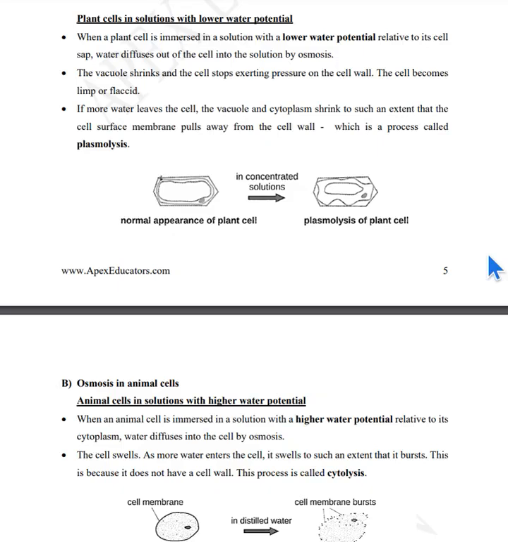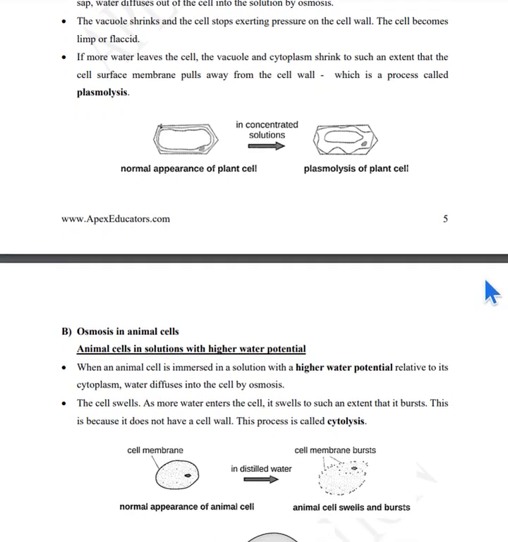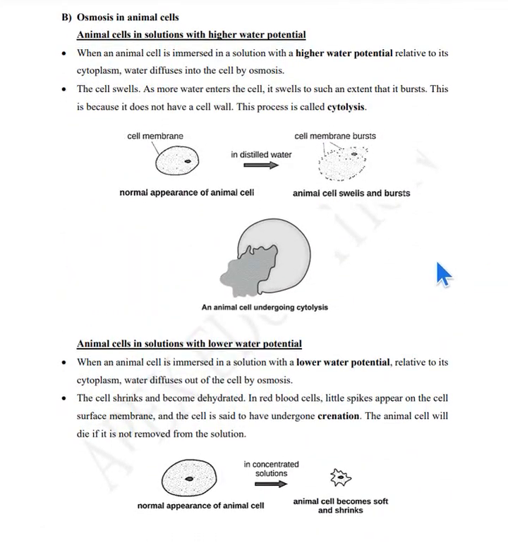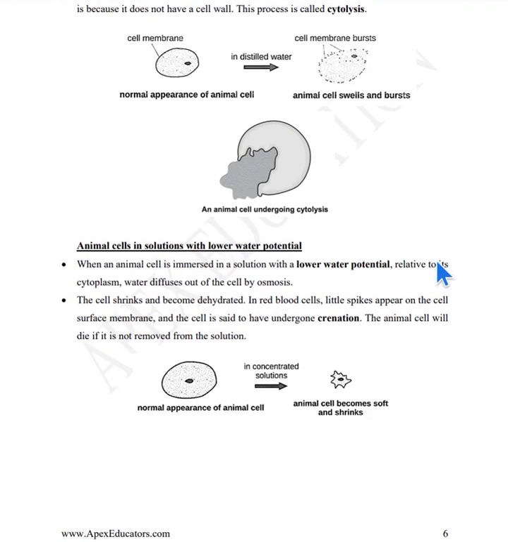Don't use limp. Flaccid is the keyword. And if more water leaves the cell, it will shrink to an extent that the cell surface membrane will pull away from the cell wall, and you tell me the process is called plasmolysis. Plasmolysis. Next one, animal cell. You tell me that it's the same thing as the plant cell, except this time around you use the word cytolysis, when the animal cell swells and bursts.